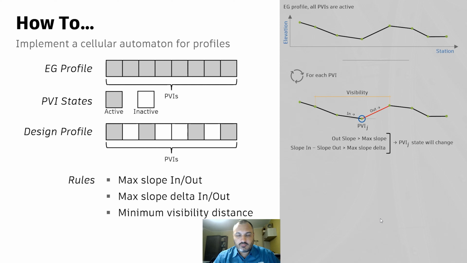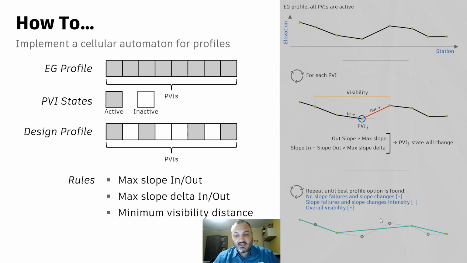So these rules are completely customizable by the designer, and you can run this multiple times and explore all the combinations of these rules so that you can determine the best profile that is minimizing the number of slope failures and slope changes and the intensities of these changes, and maximizes the overall visibility. So something that looks like this.